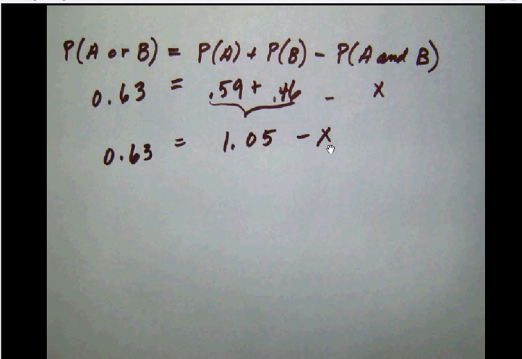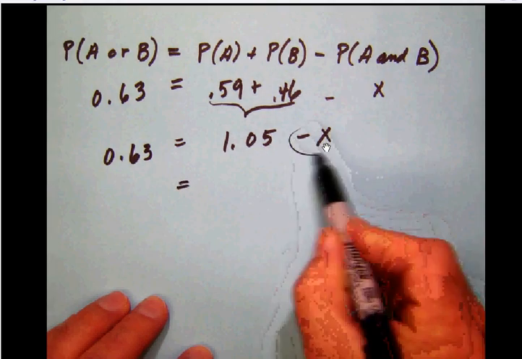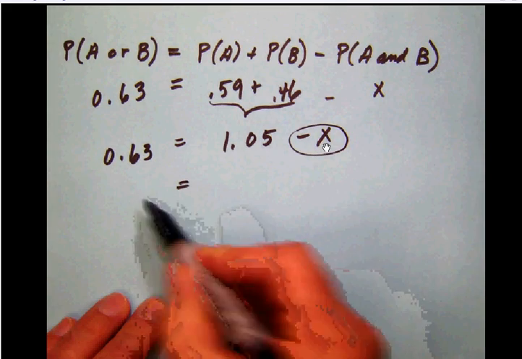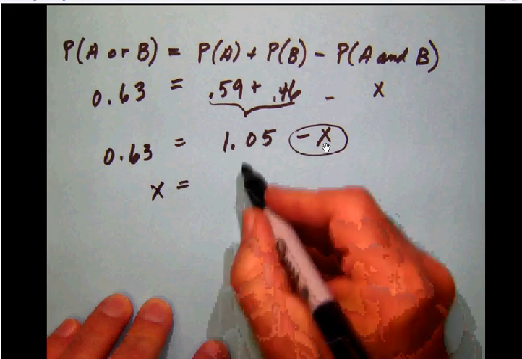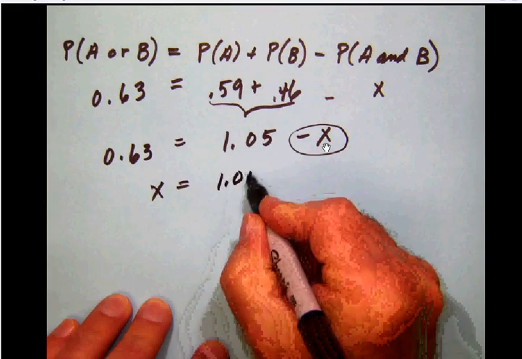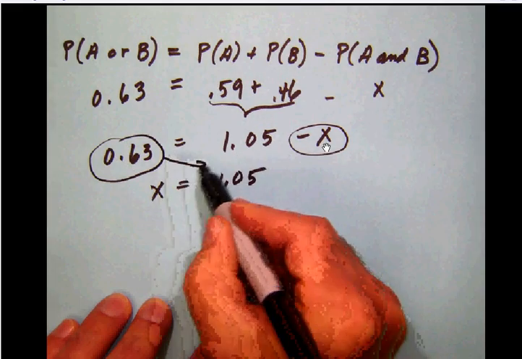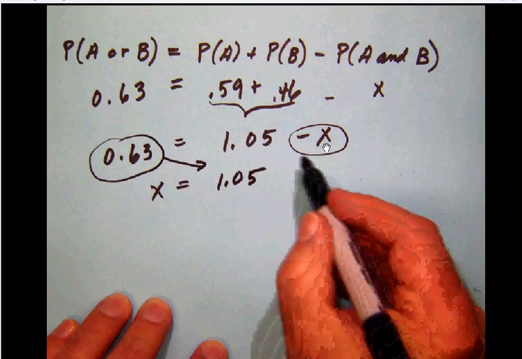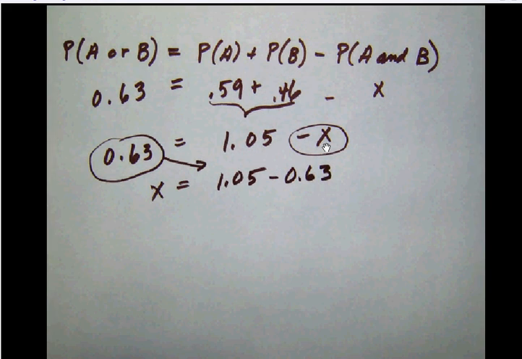Now, we could do this next step several ways, but one of my favorite ways is to get the x on the left-hand side. Notice that it is negative. If we change sides, we will change signs, and immediately that x will turn positive. The 1.05 is already on the right-hand side, but if I move the 0.63 across to be with that, we're going to have to change signs. So we'll have minus 0.63.